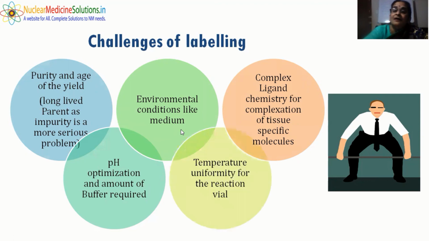And then the temperature uniformity for the reaction also has to be set. As I told you, how will we get the uniformity? Only if the whole volume of the reaction vial is immersed inside the boiling water bath. Then you can get this kind of temperature uniformity. For the manual labeling, you have to consider all these points.